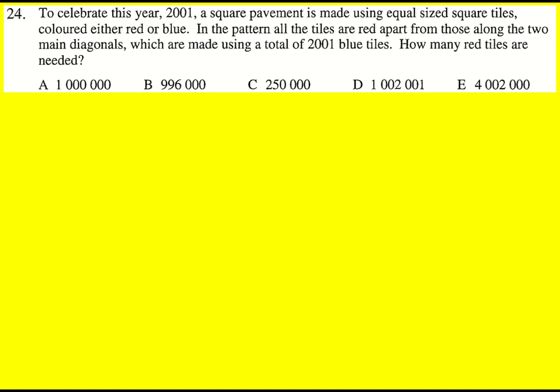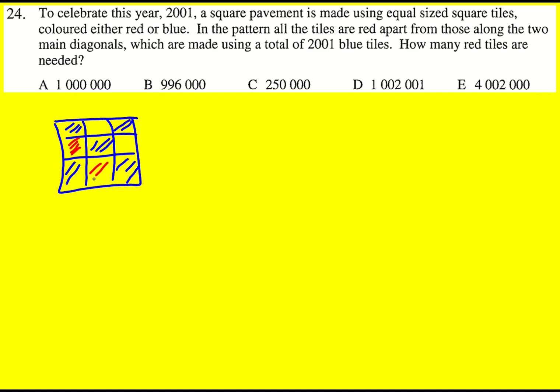To celebrate this year, 2001, a square pavement is made using equal-sized square tiles. So I'm just going to demonstrate and draw a 3x3 one. We're told that they're either coloured red or blue, and in the pattern all the tiles are red apart from those along the two main diagonals, which are made using a total of 2001 blue tiles. How many red tiles are needed?